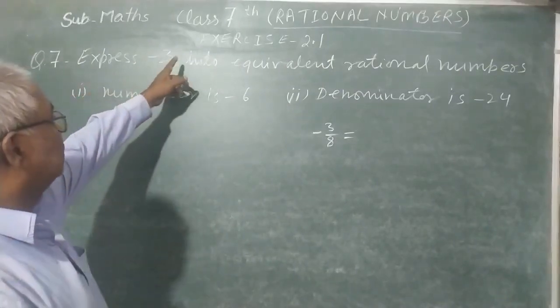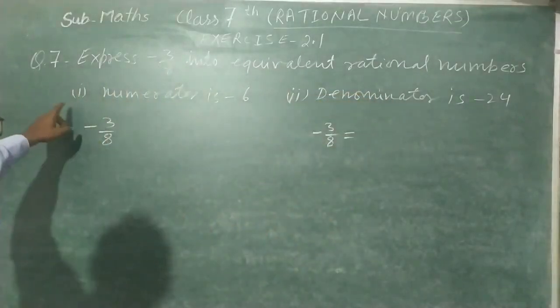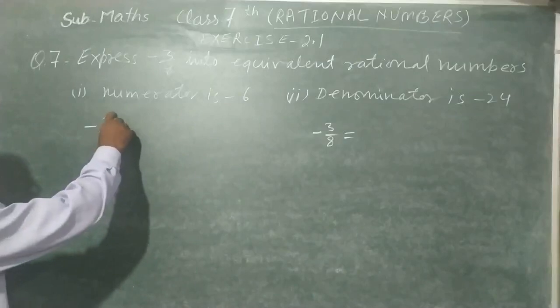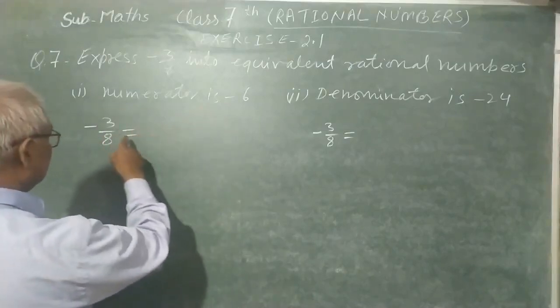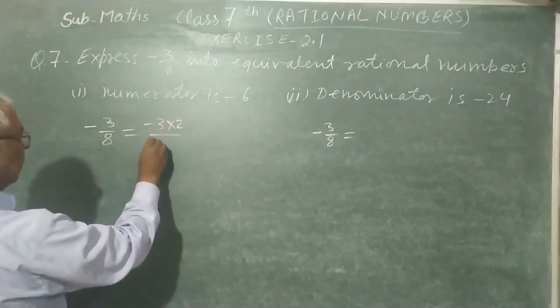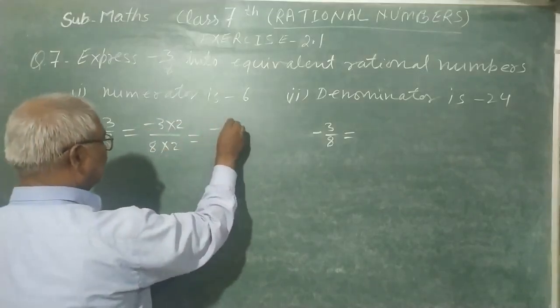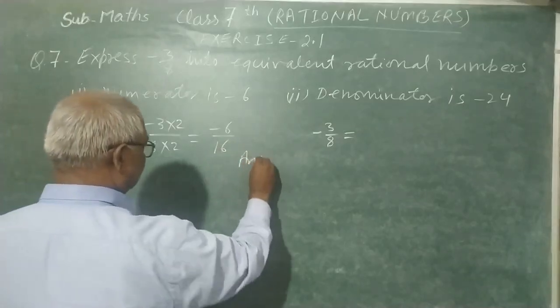Express minus 3 by 8 into equivalent rational numbers. First one, the numerator is minus 6. This one is the numerator and this is your denominator. So how can we say it is minus 6? You can multiply by 2. So minus 3 into 2 upon 8 into 2. So it becomes minus 6 upon 16. So that is your answer.